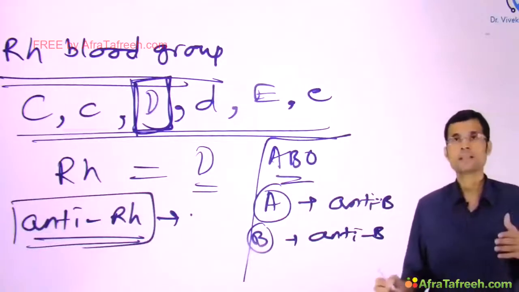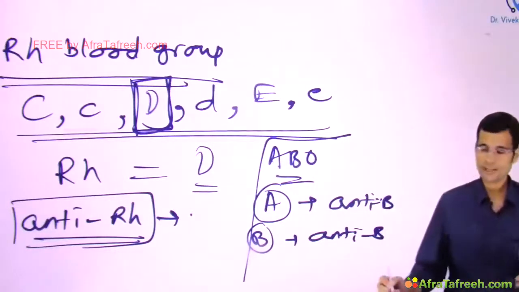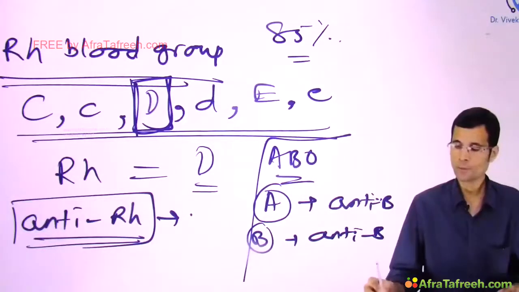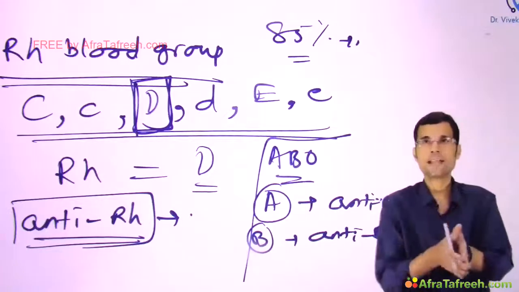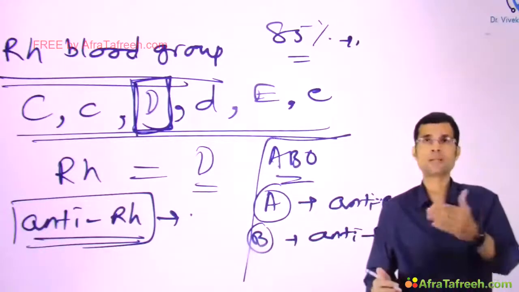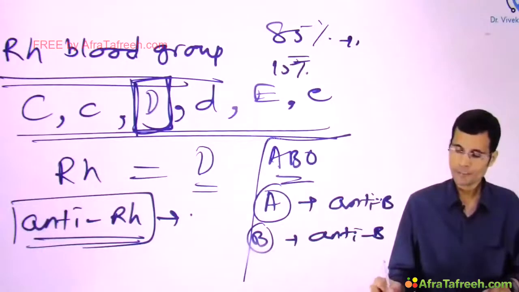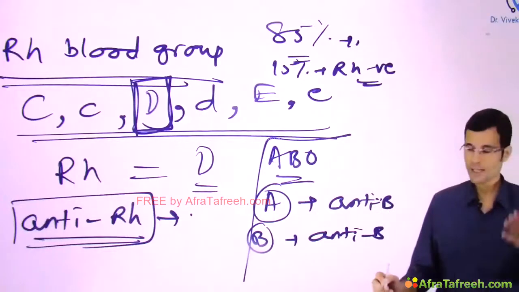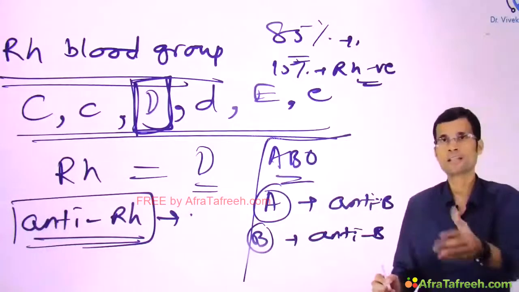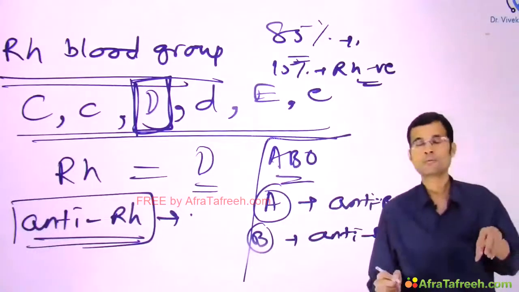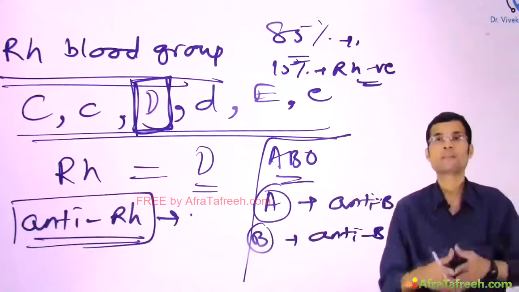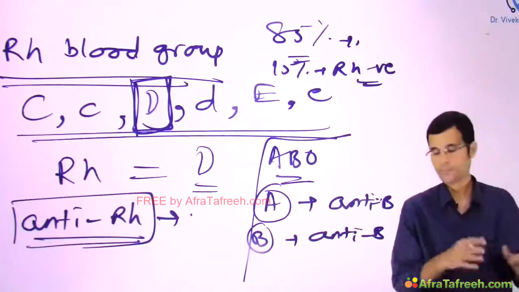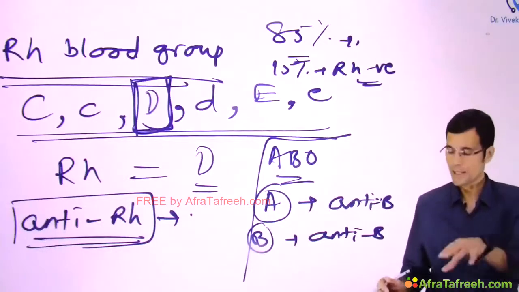Anti-RH antibody is not a naturally occurring antibody. It's neither seen in RH positive. 85% to 90% population is RH positive. So RH antigen is self for them, and anti-RH antibody will not be formed. And 15% population is RH negative. For them, they have never got exposed to the RH antigen, so they will not have anti-RH antibody. So the only person who will have anti-RH antibody is RH negative person who has received RH positive blood. Only such a person will have anti-RH antibody.